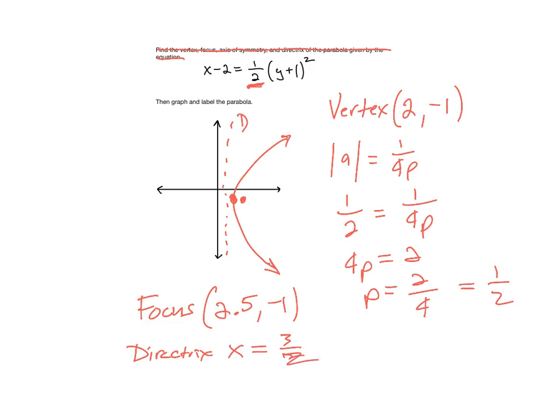And the axis of symmetry is just the line that goes through the center of the parabola, through the vertex, through the focus, perpendicular to the directrix. So our axis of symmetry is the line y equals negative 1. And so relatively quickly, from looking at the equation and recognizing what the terms in the equation mean, we can get all the info for our parabola.